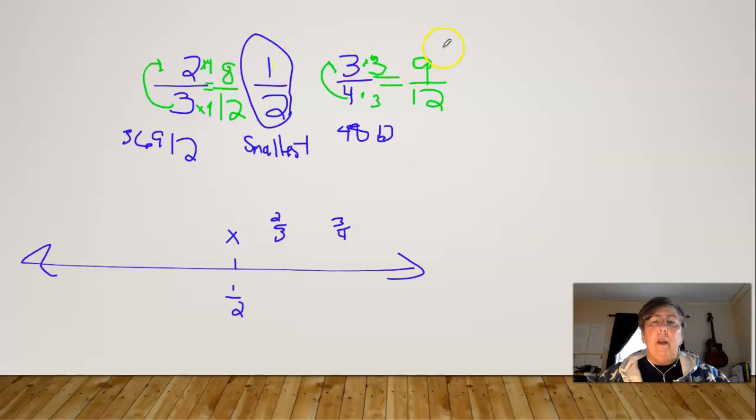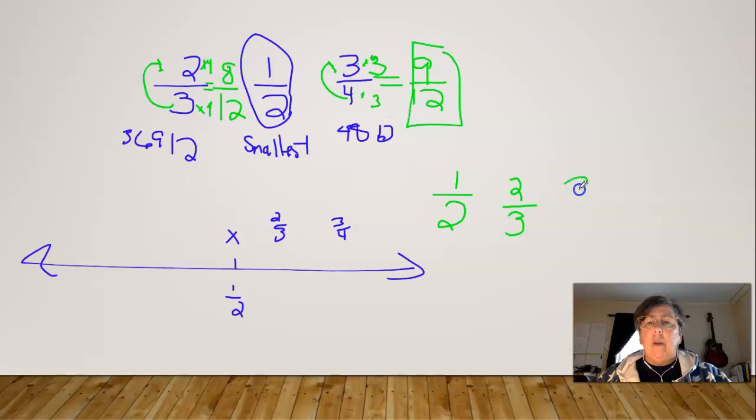So which one is the biggest? This one. So if I had to list them in order, it would have to be 1/2, because that one we figured out is right here. It's the smallest. The next one would be 2/3, because the biggest one is 3/4. All right. That's how you use multiples to find the ordering of fractions or the common denominators.